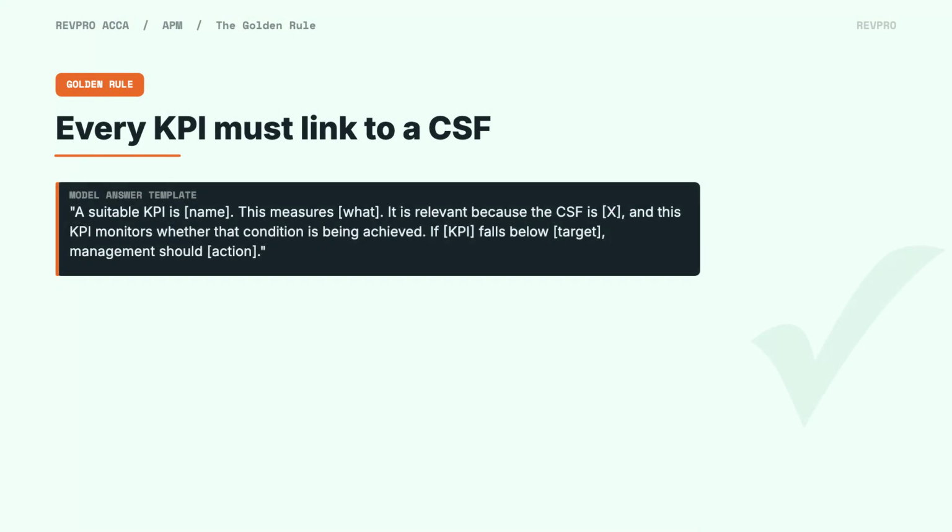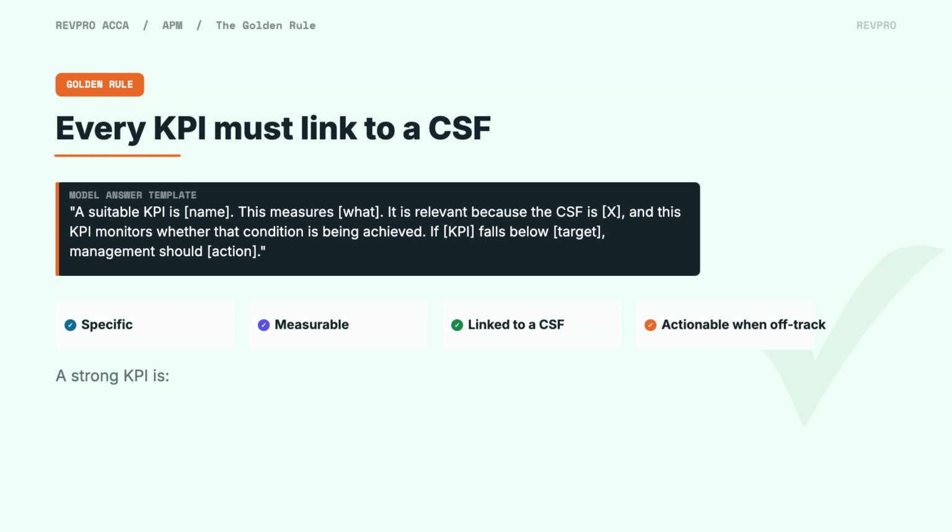Here is the golden rule. Every KPI must be linked to a CSF. In your exam answer, always state, this KPI measures whether the CSF of X is being achieved. The model answer template is: a suitable KPI is the name. This measures what? It is relevant because the CSF is X and this KPI monitors whether that condition is being achieved. If this KPI falls below the target, management should take action. A strong KPI is specific, measurable, linked to a CSF, and actionable when off track.